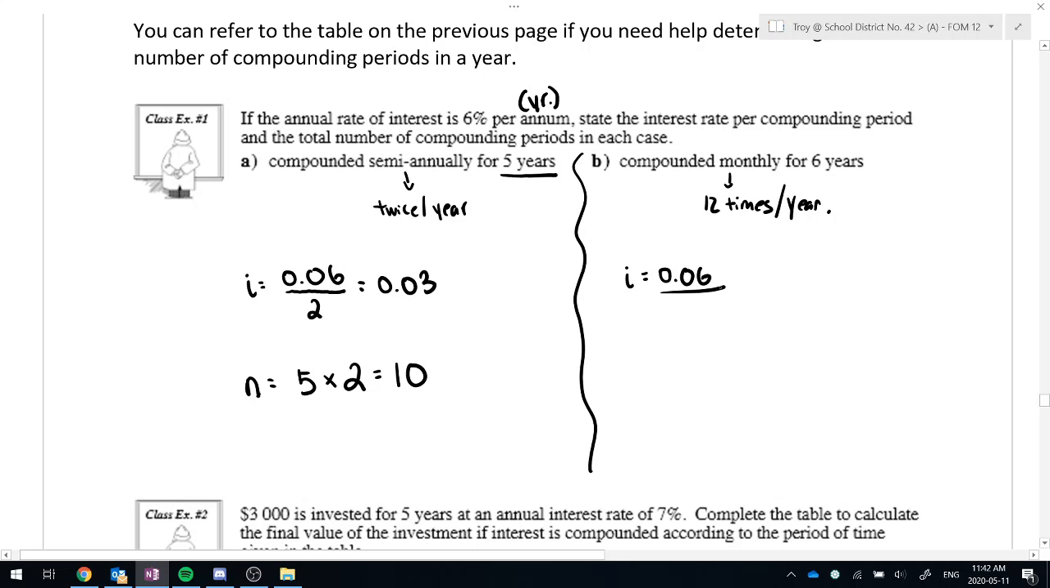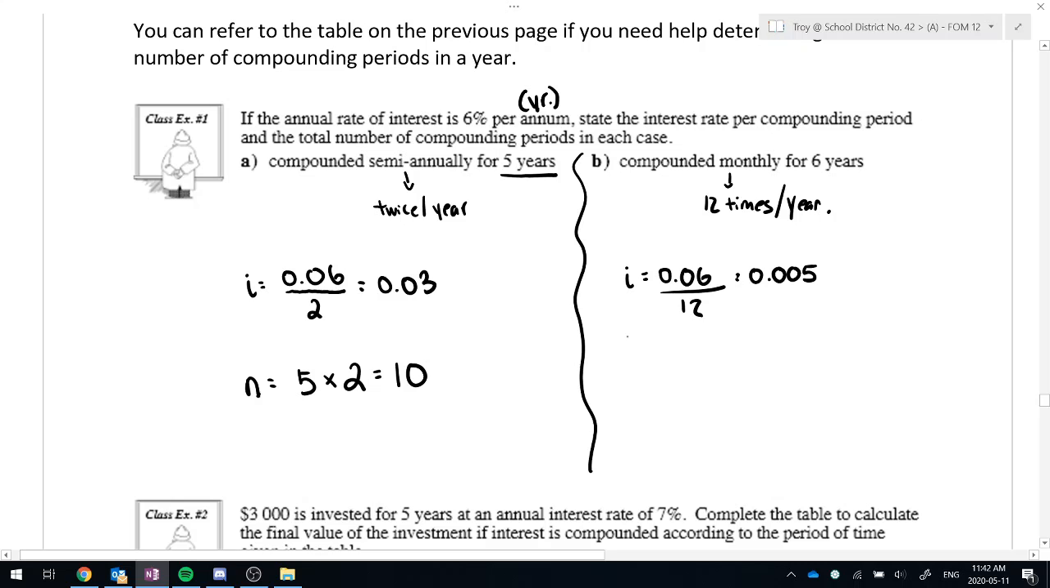But now it's being compounded 12 times. So if you do the math on that, 0.06 divided by 12 is going to give you an interest rate of 0.5%, or 0.005.